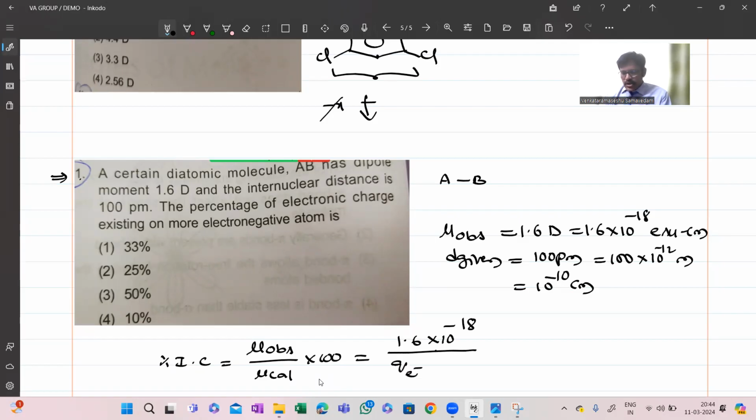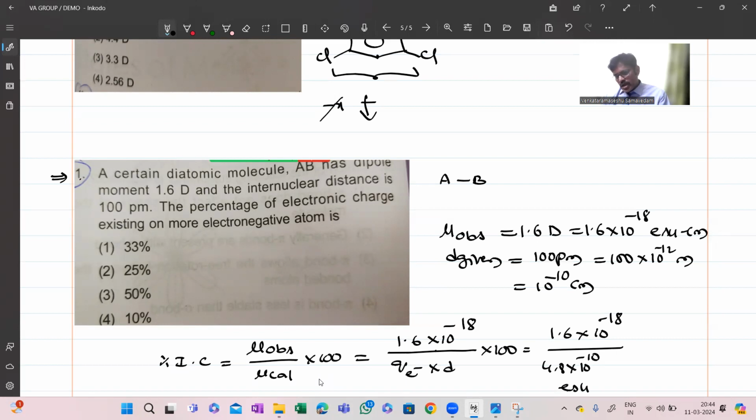Then what I told, mu calculated is charge of the electron into distance. The charge of the electron is 4.8 into 10 power minus 10 electrostatic units. Whenever you take electrostatic units, the distance is in centimeters. So simply 1.6 into 10 power minus 18 by 4.8 into 10 power minus 10 electrostatic units centimeters. This is in electrostatic units centimeters, and the distance is 10 power minus 10.